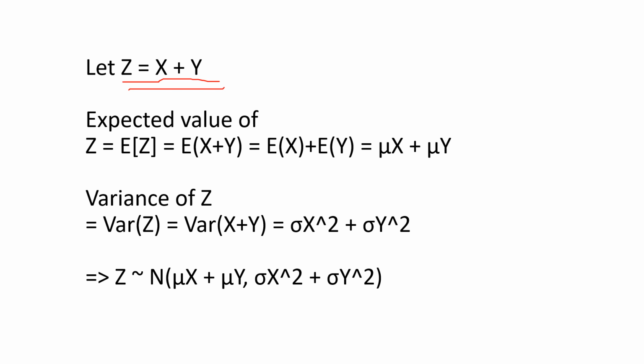So the expected value of z would be equal to the expected value of x plus y, which will be the sum of mu x and mu y. Similarly, the variance of z would be the variance of x plus the variance of y, since we are given that x and y are independent. So we get z is a normal random variable with mean mu x plus mu y and variance sigma x squared plus sigma y squared.